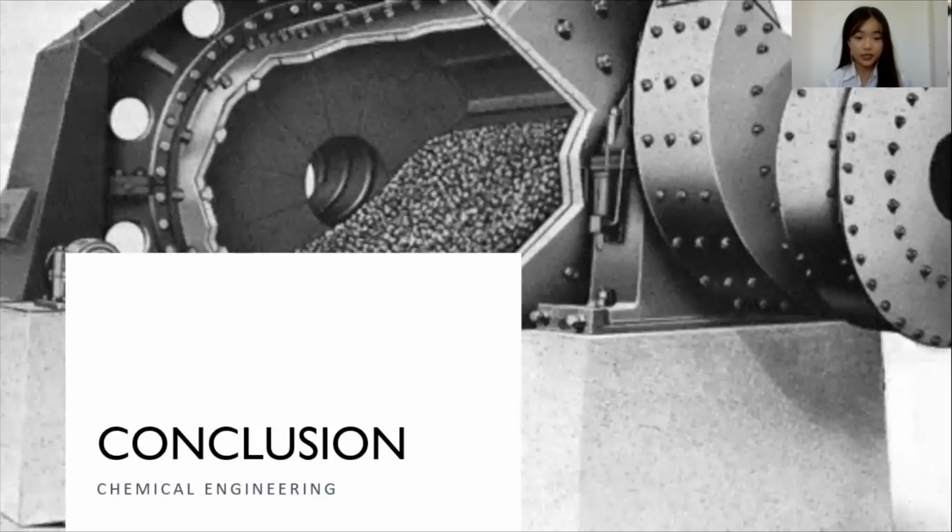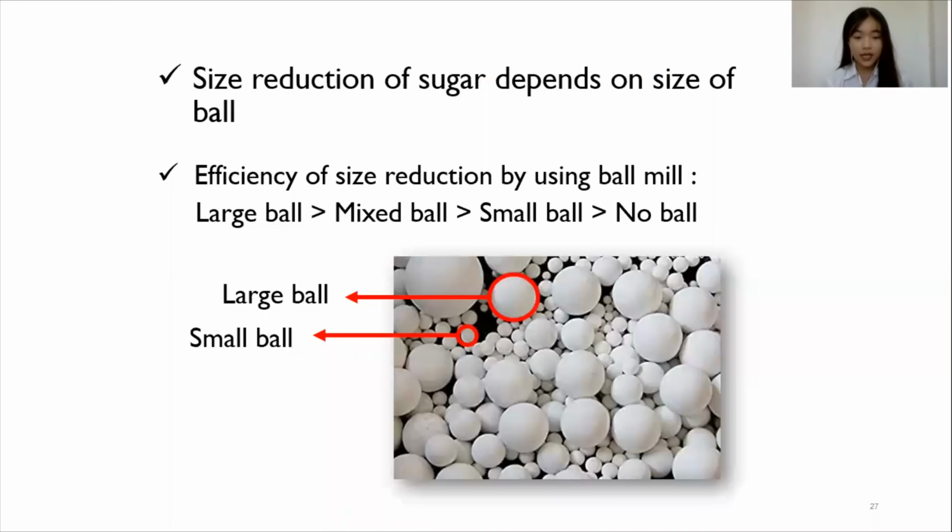In the conclusion, the size reduction of sugar depends on the size of the ball. The large ball will make finer sugar than a small ball, and we can conclude about the efficiency of size reduction by using a ball mill. Using the large ball is the best choice, followed by the mixed ball, and the small ball is the last choice.